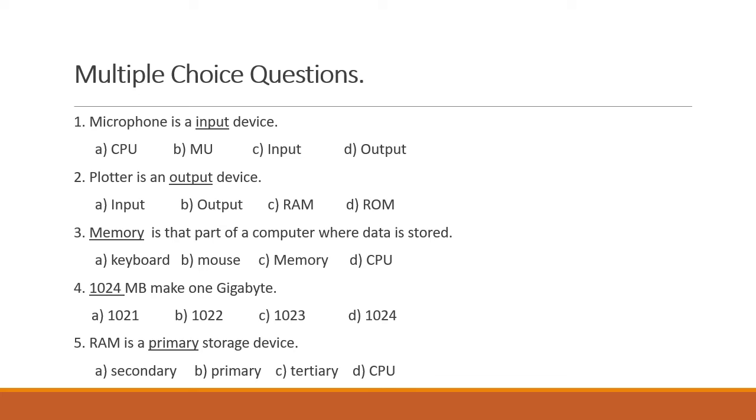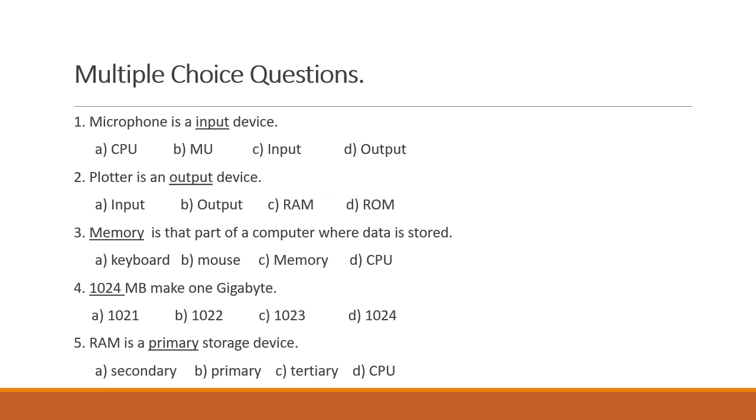Our next question is multiple choice question. And the first question is, microphone is a dash device. So microphone is an input device. Second is, plotter is a dash device. So children, plotter is an output device.